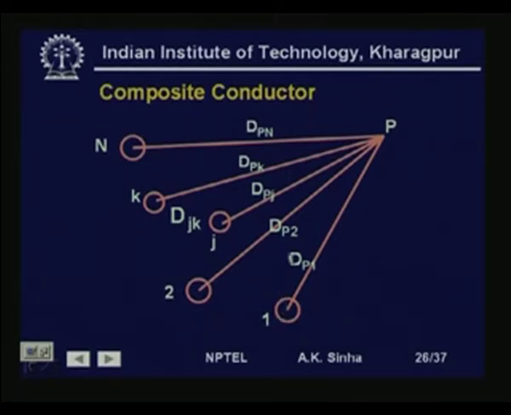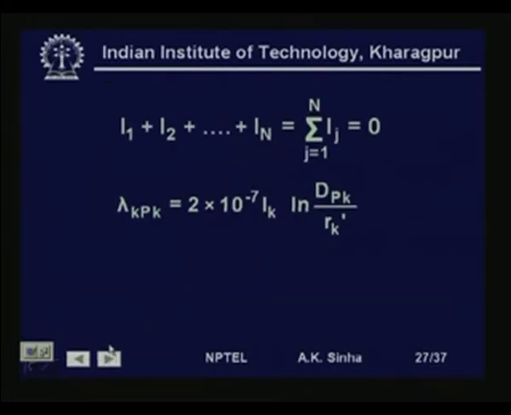Now, since these conductors form the total number of conductors in the system, one thing that we will see is that the sum of all the currents in these conductors must be equal to 0. That is, some conductors are carrying current in one direction and some conductors are acting as the return conductors. So, this is what we will get, that is I 1 plus I 2 plus up to I n, or sigma j equal to 1 to n of I j will be equal to 0. That is, the sum of all the currents in the conductors is equal to 0.